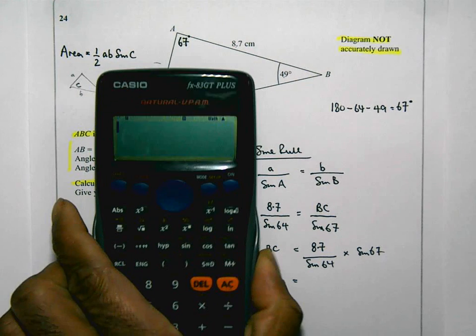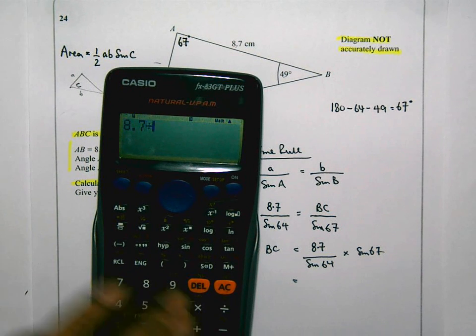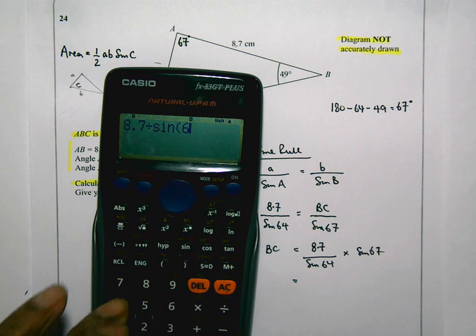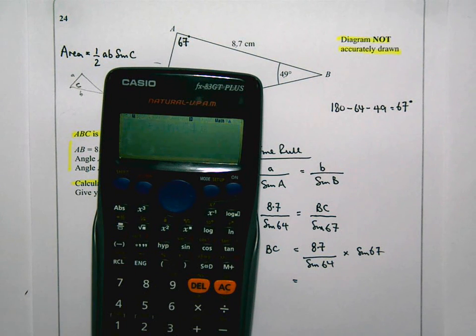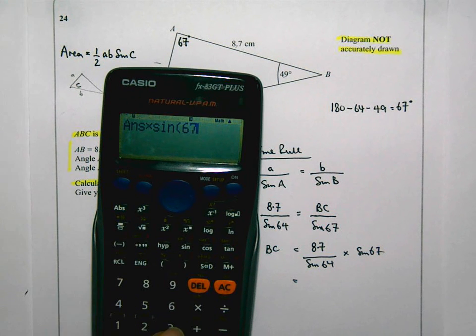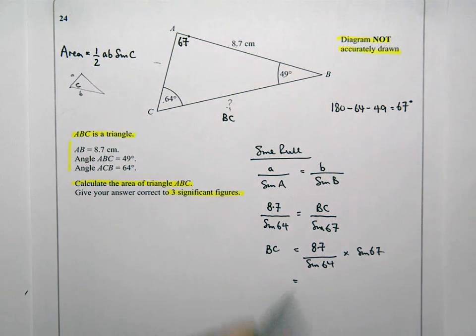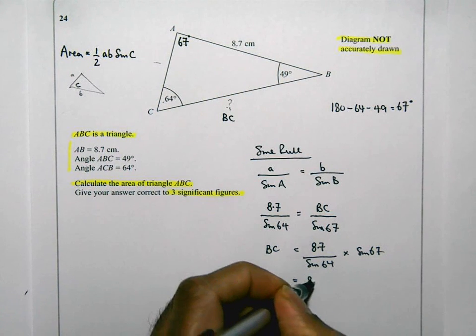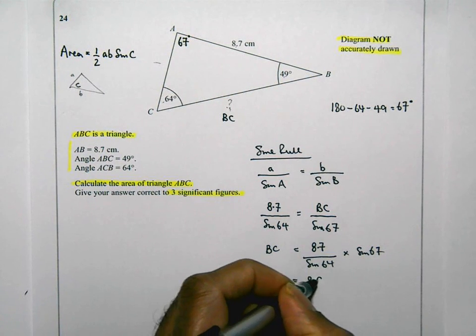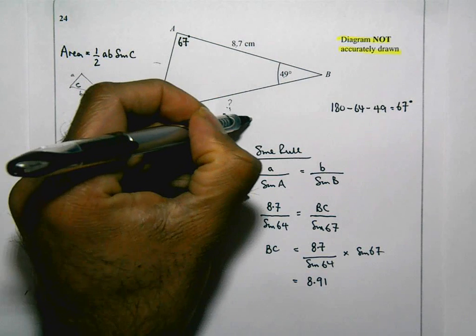Okay, and I'm going to plug that into the calculator and make sure that I get my result. So 8.7 divided by sine of 64, close the brackets, equals, and I'll times that by sine of 67 equals, and that's 8.910. I'm going to keep it to 2 decimal places just for a certain degree of accuracy. So that's 8.91. It's centimeters, so I'll put that in there, 8.91.